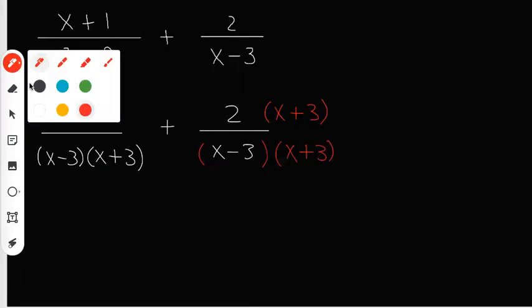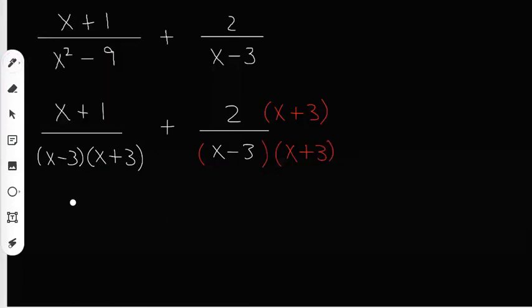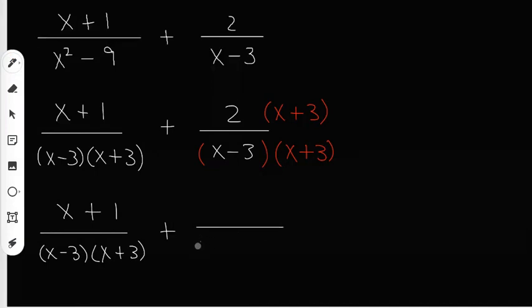So the first fraction, I'm going to keep the numerator the same. It's still going to be x plus 1, and the denominator is going to be kept the same. I'm still going to have x minus 3 times x plus 3. For the second fraction, on the bottom, I'm still going to have x minus 3 and x plus 3, but the numerator is going to change.